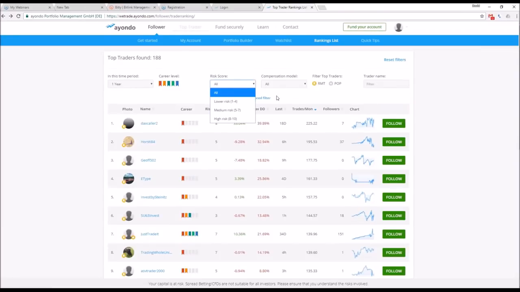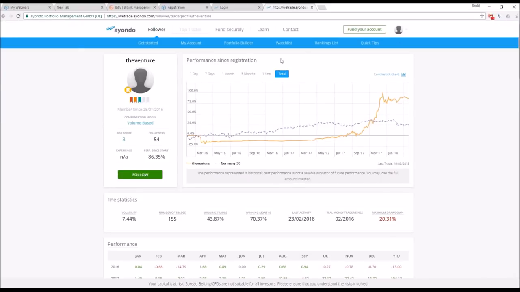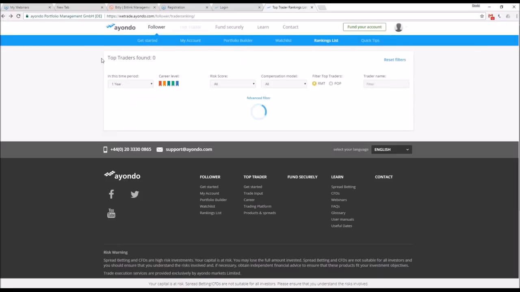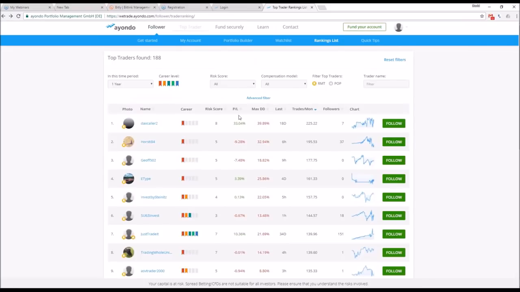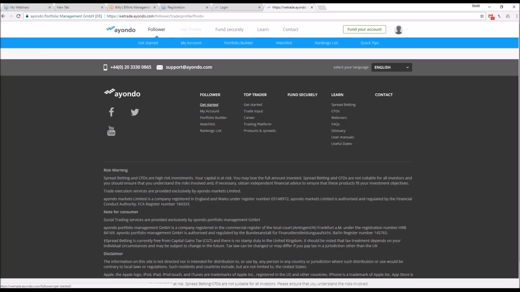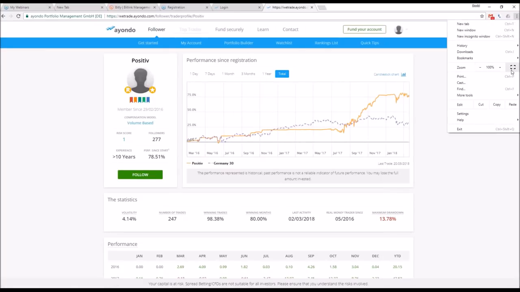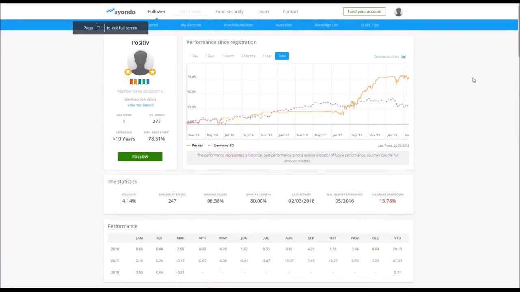So let's just sort this by P&L, and let's look at the Venture. Let's see what this person's trades look like, just to give you a comparison. Actually, I want to try and find one who's got a somewhat ridiculous number of winning trades. Let's have a look at Positive and see what that looks like. Oh, here we go. This is what I was looking for. So this is the third best performer over the last year with real money.